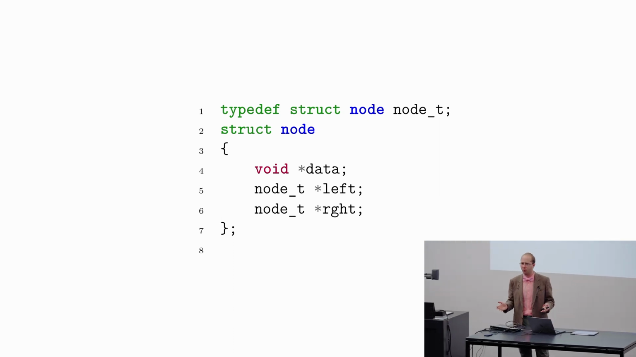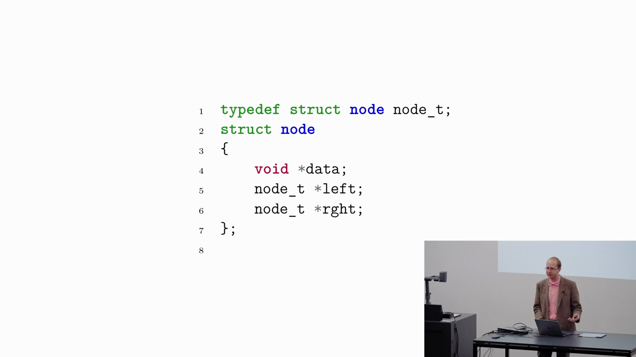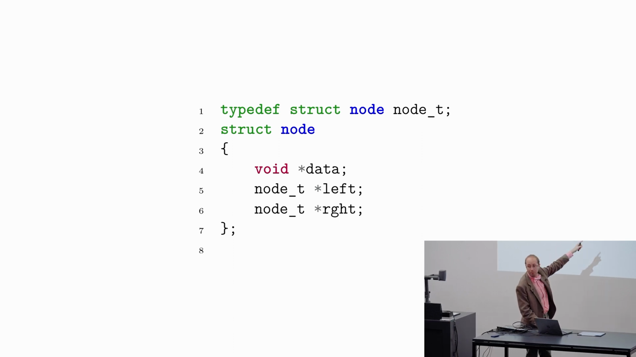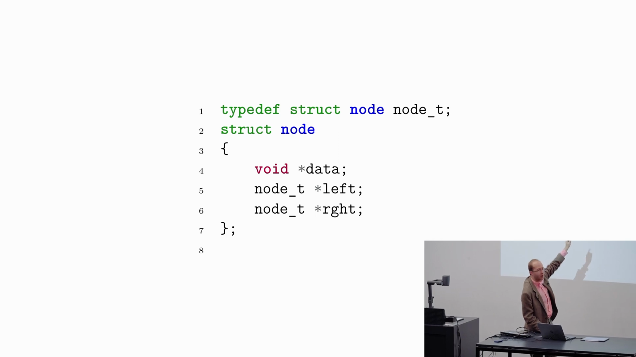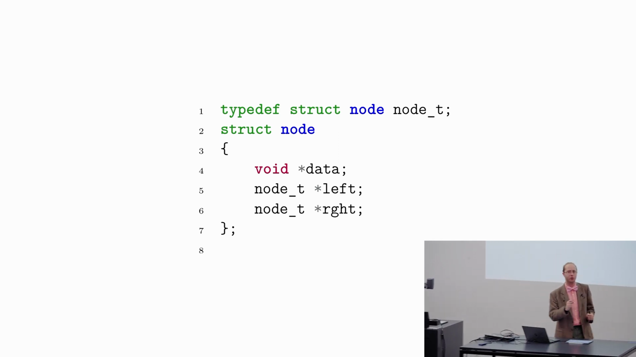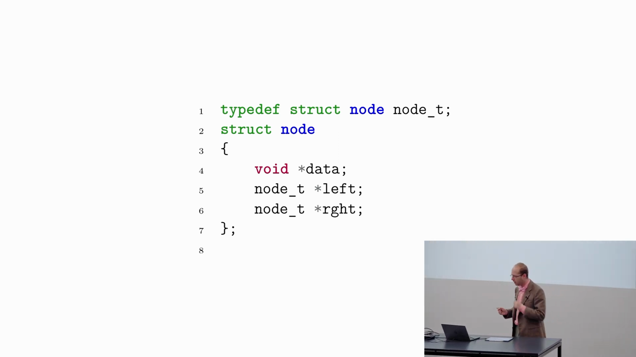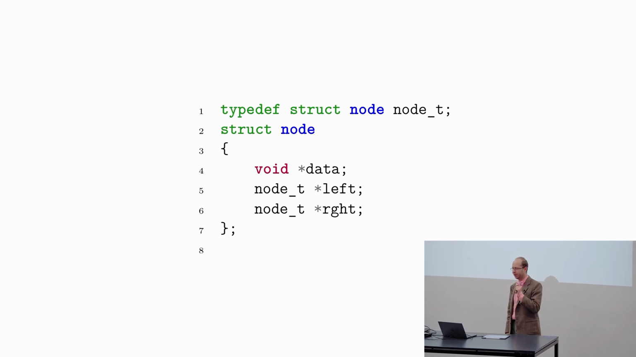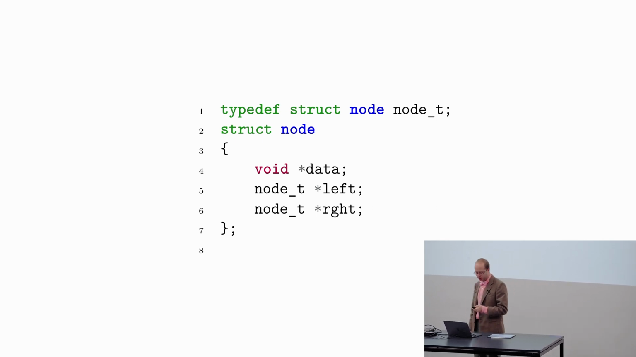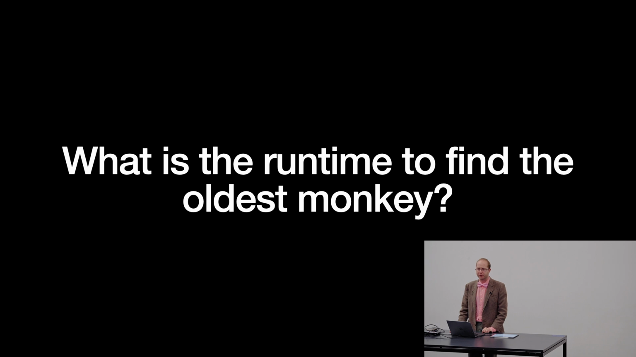Now, just as before in our linked list, this is a recursive data structure because inside every node, there are more nodes. And remember, you have to lay out your typedefs and your structure just right to actually make it work, but hopefully you'll get some practice with that in your next assignment. So what is the runtime to find the oldest monkey in our hierarchy like this?